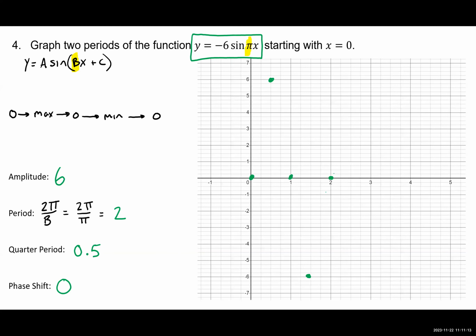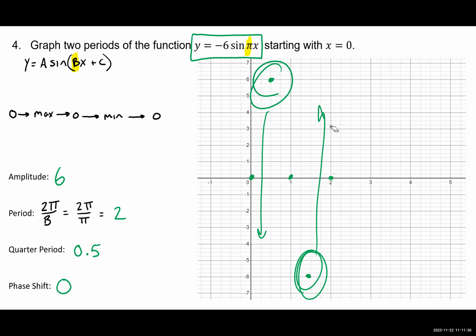But we have a negative sign in front again. So that's going to reflect. All the y values that are positive become negative. So this maximum gets reflected down, and this minimum gets reflected up. Right? That's what the negative in front of the 6 is doing.